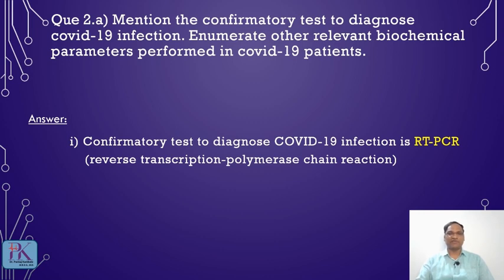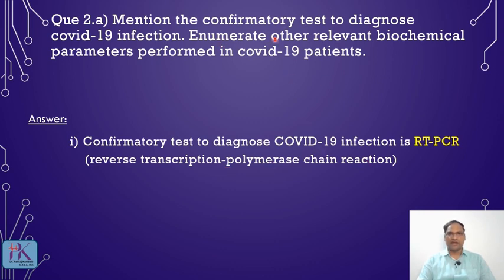So what is reverse transcription? Why is it called reverse transcription? COVID-19 is caused by the SARS-CoV-2 virus, a single-stranded RNA virus. So first for RT-PCR, you have to convert that RNA to DNA, and then multiple copies of DNA are made by PCR. That is why the name is reverse transcription polymerase chain reaction. So the answer to the first sub-question, the confirmatory test to diagnose COVID-19 infection, is reverse transcription polymerase chain reaction.